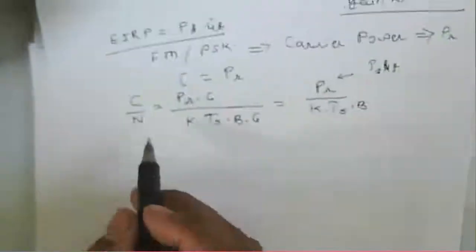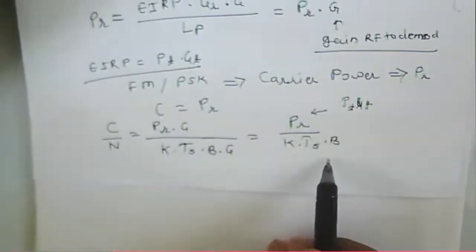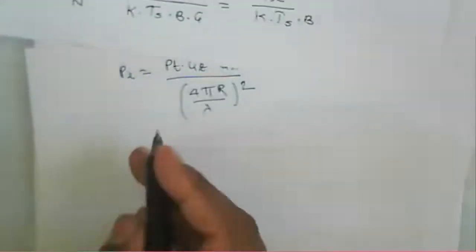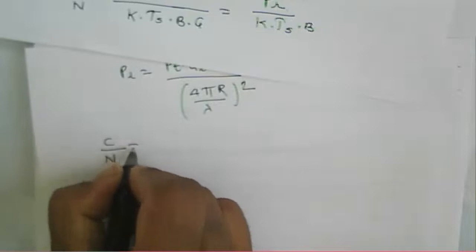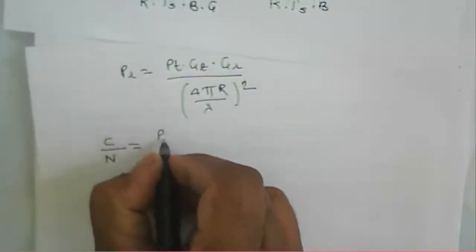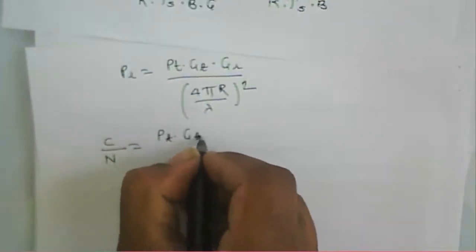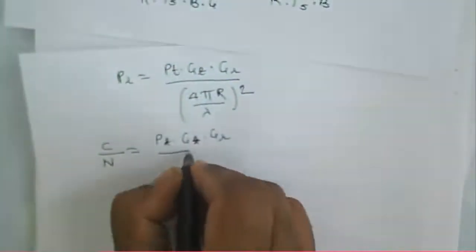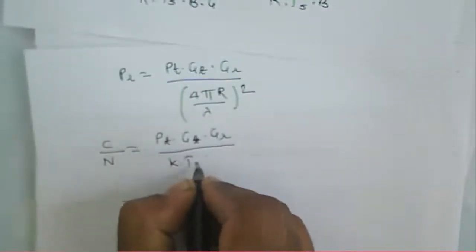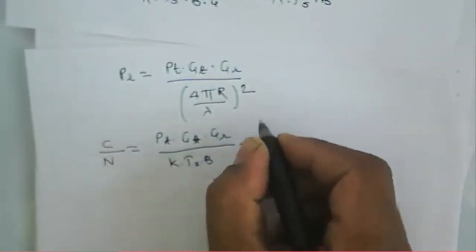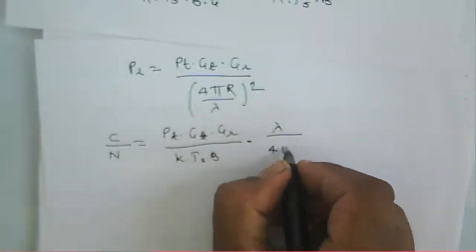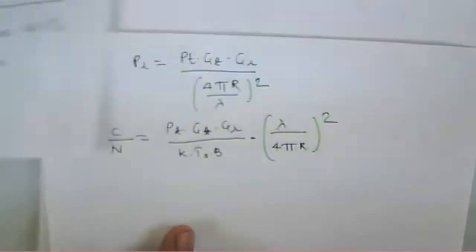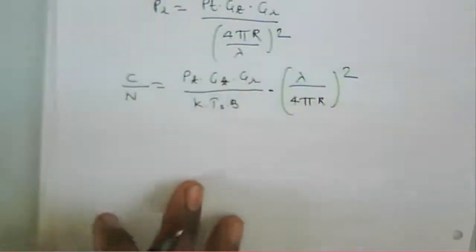Now in this equation, C by N is equal to PR by K TS B. If we put the PR value here, we get C by N is equal to PT GT GR by K TS B, times (lambda by 4 pi R) squared. And that becomes the C by N ratio.